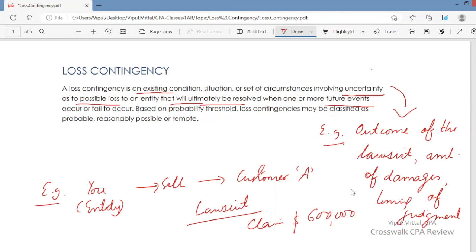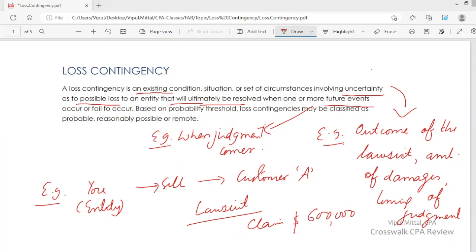So a loss contingency is an existing condition, situation, or circumstances that involve uncertainty as to possible loss. Regarding this loss, whether you will incur the loss or not, what would be the amount of loss, and when you will incur that loss, that will ultimately be resolved. So this uncertainty will be resolved later. It is not that it will continue forever. It will be resolved when one or more future events occur, for example, when judgment comes.